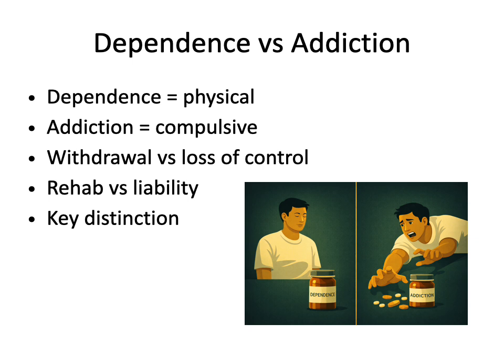Dependence versus addiction. Let's clarify a foundational distinction: dependence versus addiction. These are often used interchangeably, but legally and medically they are different. Dependence is physical. The body adapts to the drug, and if the drug is removed, withdrawal occurs, like tremors, sweating, or anxiety. Addiction, on the other hand, is behavioral. It involves compulsive use despite harm. The person continues using the drug even when they know it is destroying their health, relationships, or legal standing.